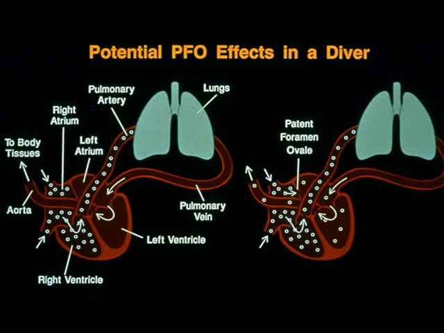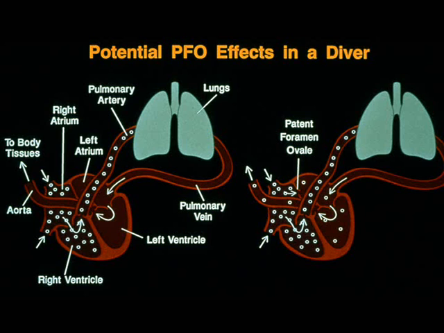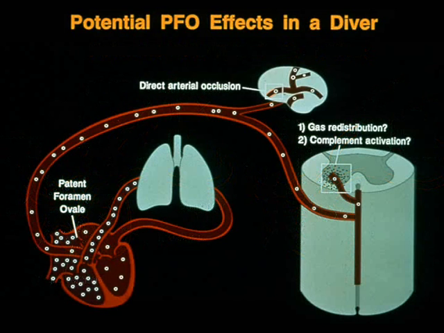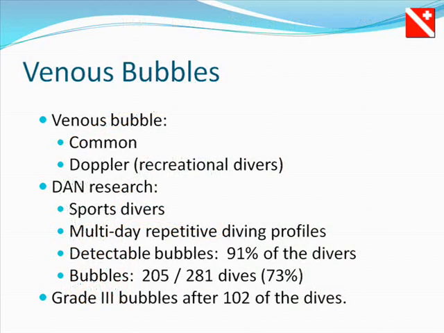If you've got shunting, you get bubbles in the systemic circulation, and obviously it's going to go into nasty places. It can go everywhere. So we know that divers are at risk. We know that even on very simple studies that Dan has done, doing regular dives, 91% of divers have detectable bubbles, and they have that in about 73% of the typical dives they do. And in some of these dives, in fact almost half of them, they had grade 3 bubbles. In other words, bubbles were there continuously in every cardiac cycle. So we're talking about a significant amount of exposure.